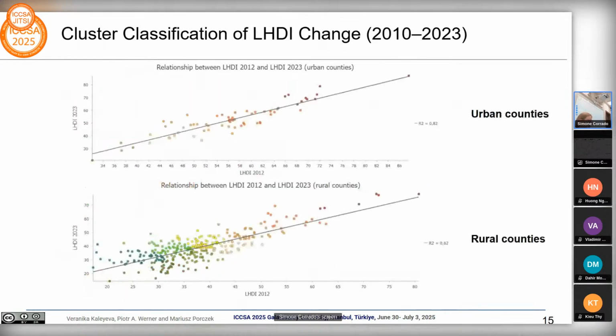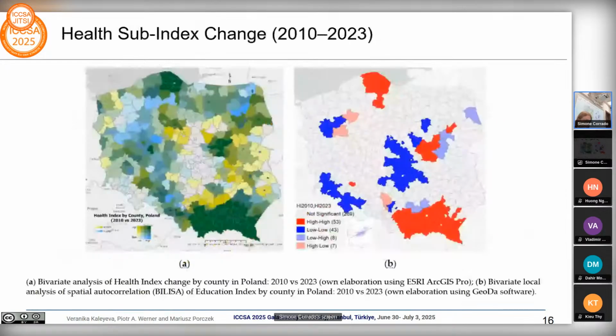So this is a comparison of rural and urban counties. They look rather similar. Perhaps with the difference that most of the red points corresponding to high values are on the chart of urban clusters.